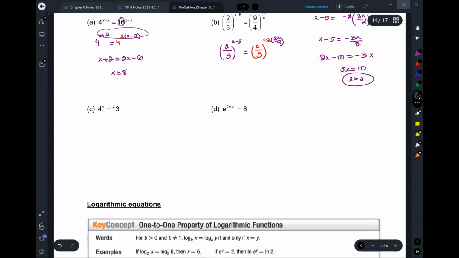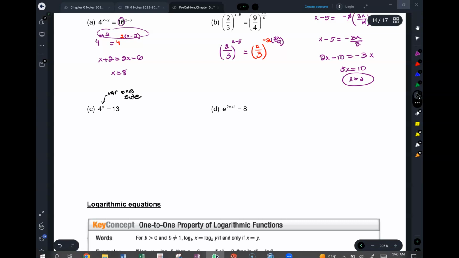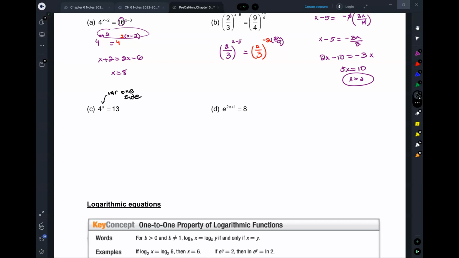Okay. Now take a look at this. This one, you have the variable exponent only on one side, right? So what you're going to do in this case, variable is on one side, you have to do the inverse, right? Which is a logarithm. What's the base of that power? 4 to the x. What's the base? 4. So you have to take log.